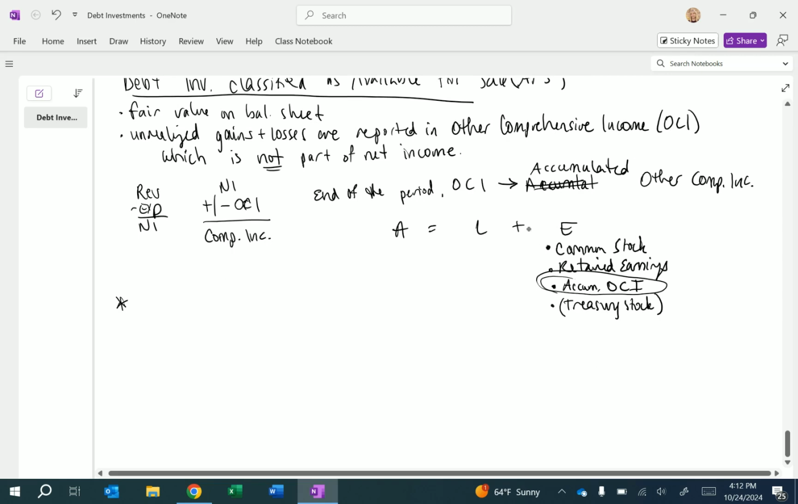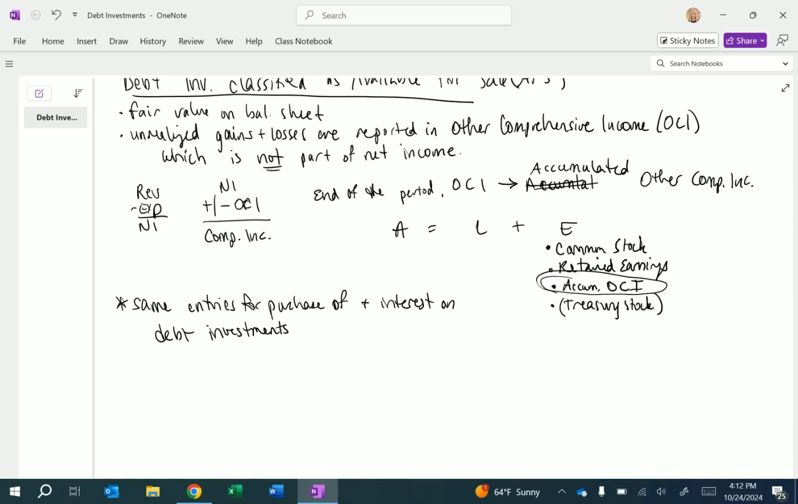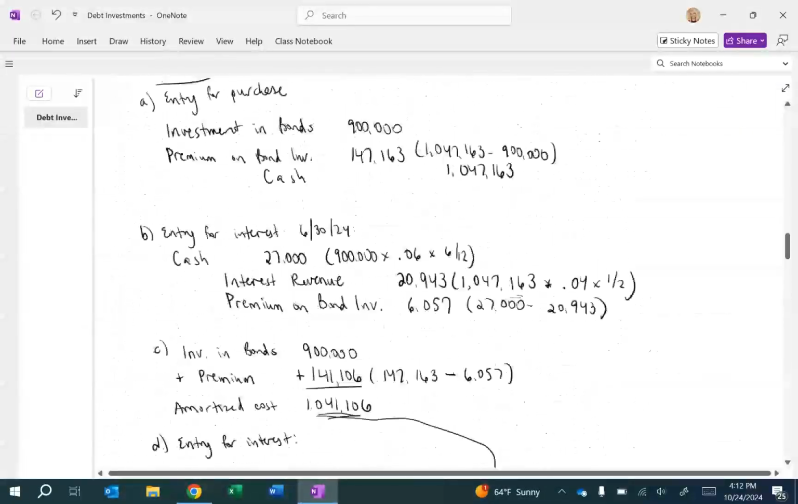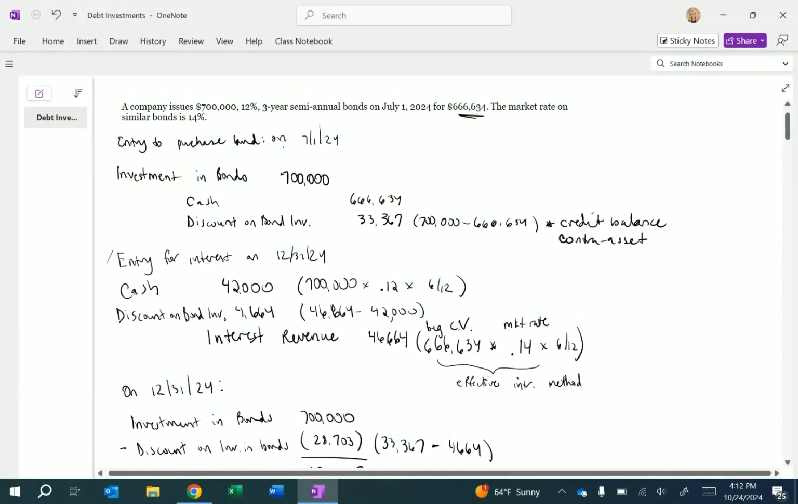So the good news is that all the entries are pretty much the same. Exactly the same for the purchase of a debt investment and the interest on the debt investment, or the investment in bonds. Same entries as with a held to maturity bond and same entries as with a trading bond. So if we scroll back up and look at when we started this, at our entry to purchase the bonds and the entry for the interest, we didn't even say what the classification was because it didn't matter.